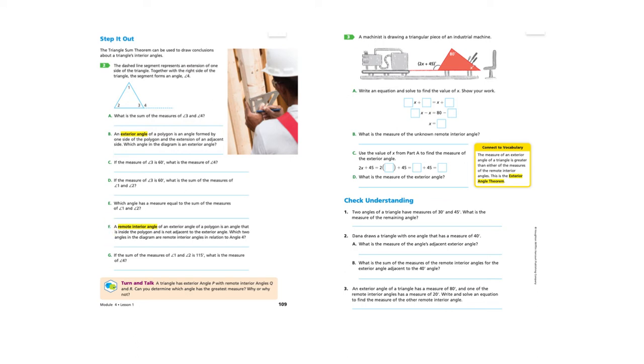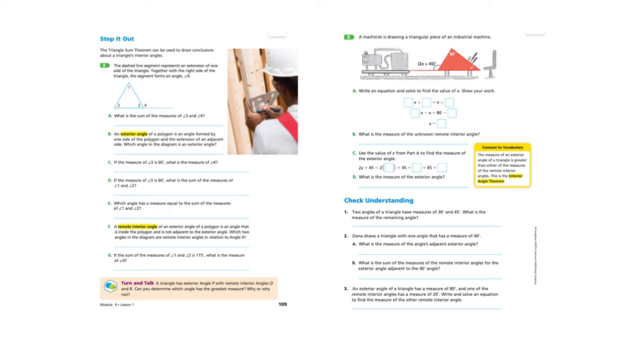And F, sorry, says a remote interior angle of an exterior angle of a polygon is an angle that is inside the polygon and is not adjacent to the exterior angle. Which two angles in the diagram are remote interior angles in relation to angle 4? So let's look at that a little bit more in depth.